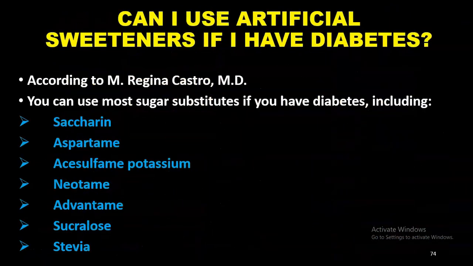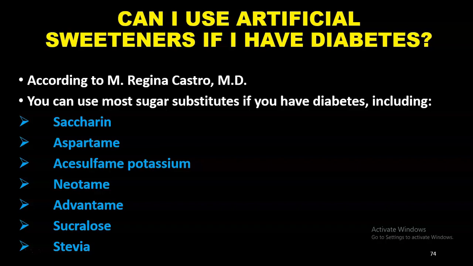Another question, can I use artificial sweeteners if I have diabetes? According to M. Regina Castro, MD, you can use most sugar substitutes if you have diabetes, including saccharin, aspartame, acesulfame potassium, neotame, advantame, sucralose, and stevia. Artificial sweeteners are also known as sugar alternatives, calorie-free sweeteners, and non-nutritive sweeteners.